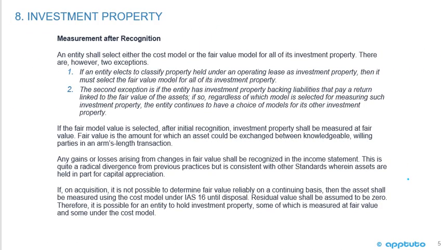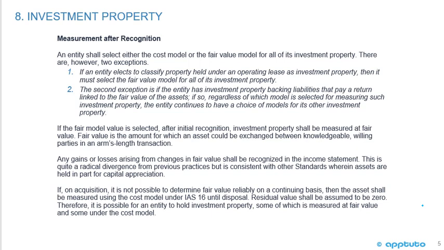Investment property, measurement after recognition. An entity shall select either the cost model or the fair value model for all of its investment property. There are, however, two exceptions. One, if an entity elects to classify property held under an operating lease as investment property, then it must select the fair value model for all of its investment property. Two, the second exception is if the entity has investment property backing liabilities that pay a return linked to the fair value of the assets. If so, regardless of which model is selected for measuring such investment property, the entity continues to have a choice of models for its other investment properties.